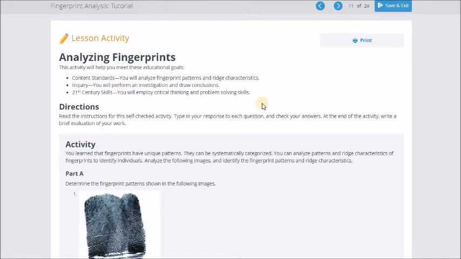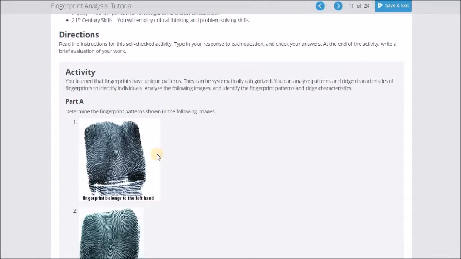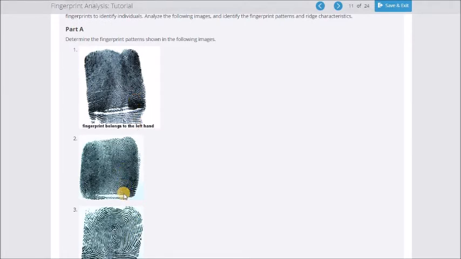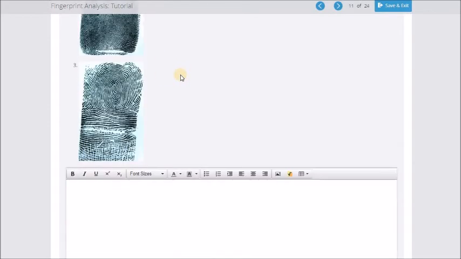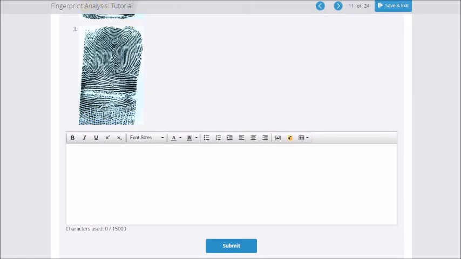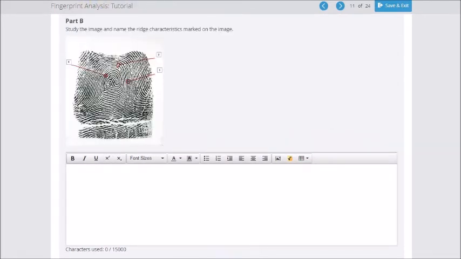So here's your first assignment. How cool is this? Here's a fingerprint pattern. Look at it and tell me what you see. You should see three very clear, very distinct patterns on here. Now you don't have to tell me if it's a right hand or a left hand. Just give me the basic name and write it in there. Okay? And for part B, you do the same thing.